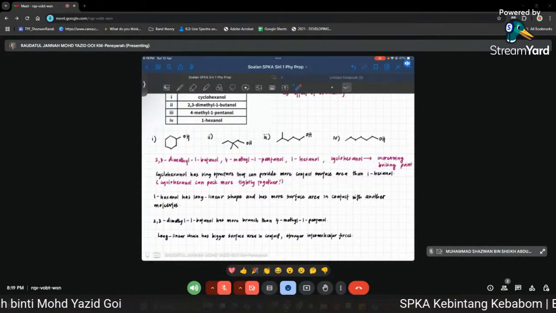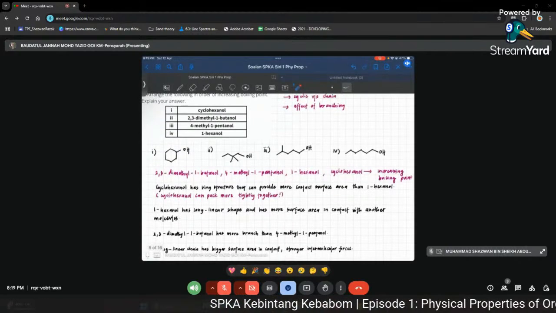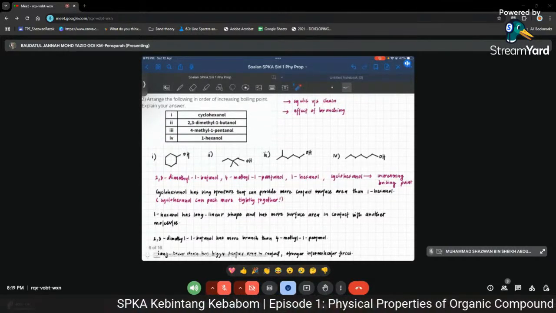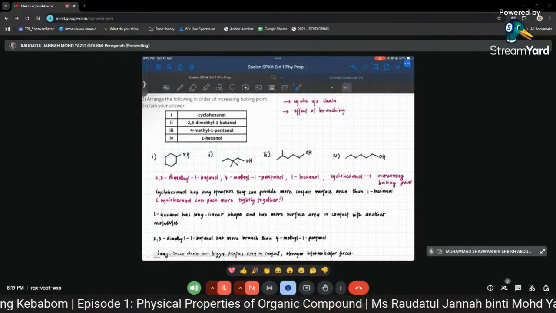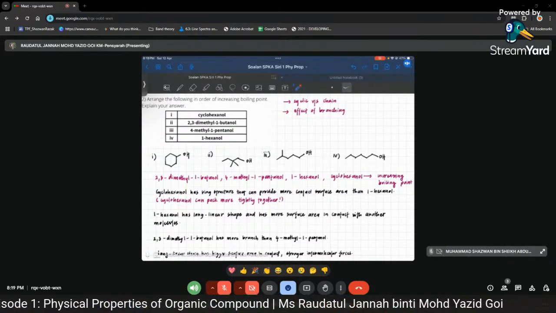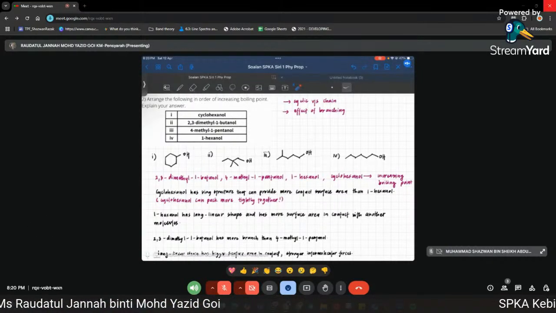Okay, so basically we are actually implying the same step. Kalau you dapat nama, susah untuk you imagine. First, lukis structure yang you ada, and then double check the number of carbon yang you ada. Okay, after that barulah you boleh nampak clearly macam mana you nak justify your answer.